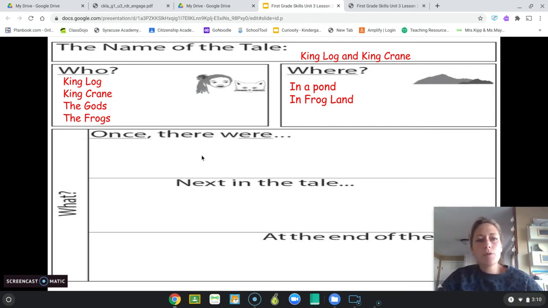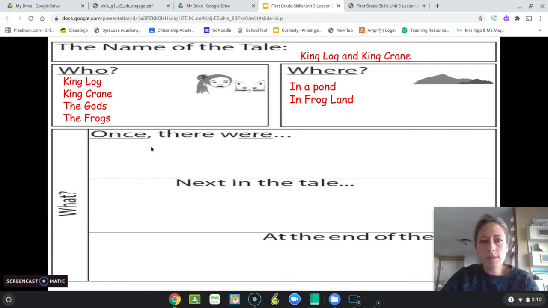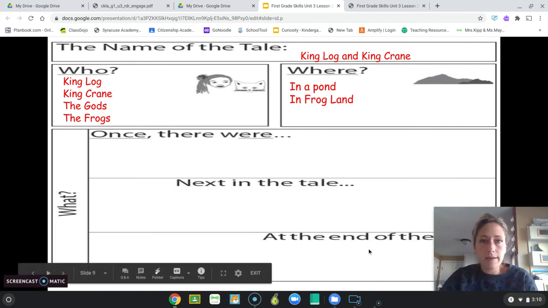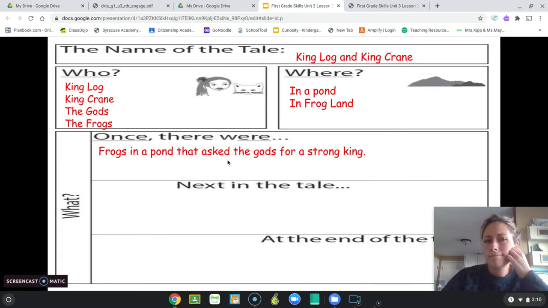So down here, we want to write what happened in the story. So we start with once there was blank, next in the tale, and then at the end of the tale. So we want to tell the story in order. So what happened first in the story? What were the frogs sitting around the pond saying? Once there were frogs in a pond that asked the gods for a strong king.